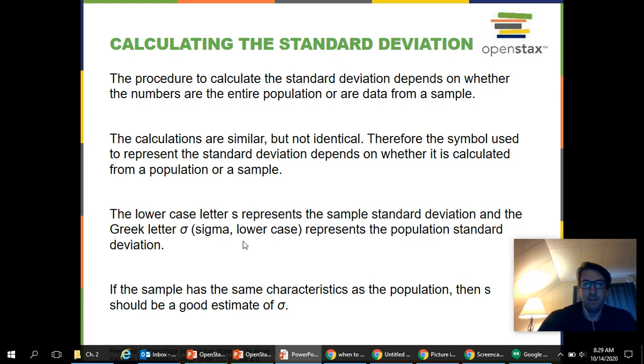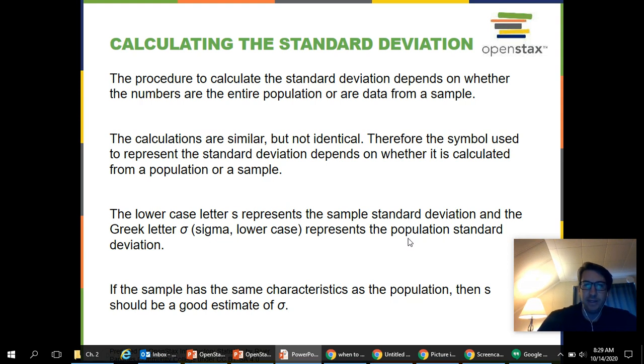We have 2 different symbols here. Lowercase letter s represents the sample standard deviation. Sample meaning it comes from a small subgroup of the total population. The Greek letter lowercase sigma represents the population standard deviation. These are very similar, but the calculations are a little bit different.